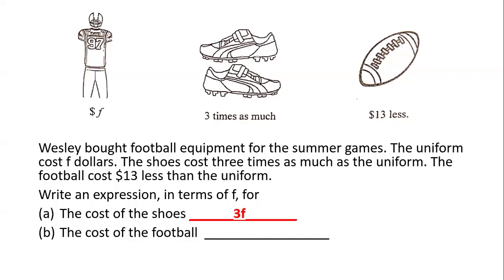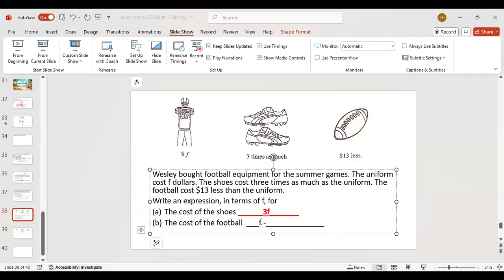Subtract. I mean, take away. We're gonna subtract. Very good. So the cost of the football is gonna be what? F minus what? Minus 13. F minus 13. Very good.